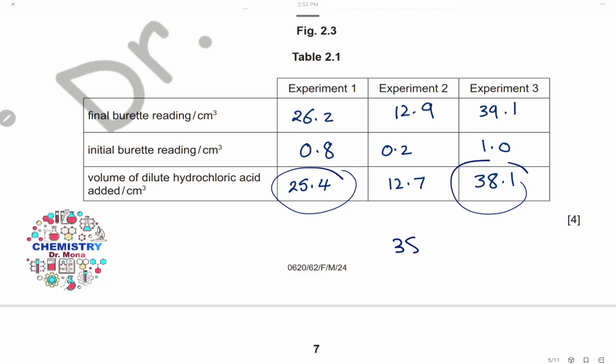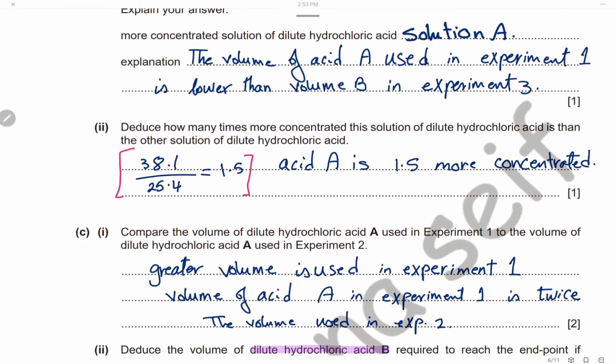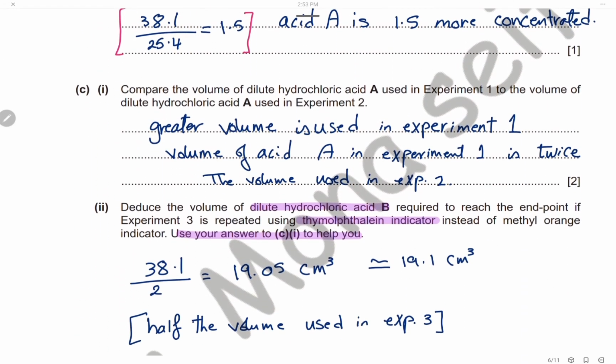So we will divide 38.1 by 25.4. We will get 1.5. That means we use 1.5 times more volume, and the concentration of the acid A in experiment 1 is 1.5 times more concentrated. So acid A is 1.5 times more concentrated.